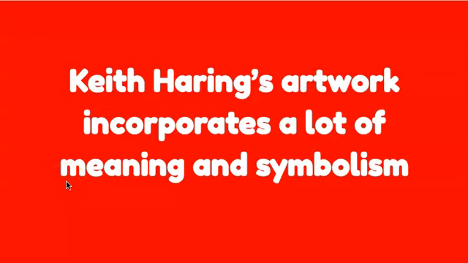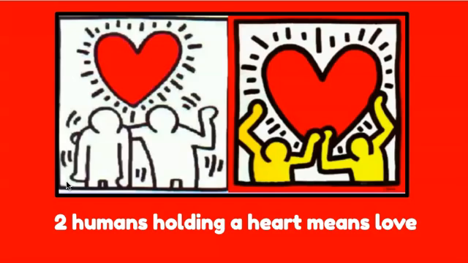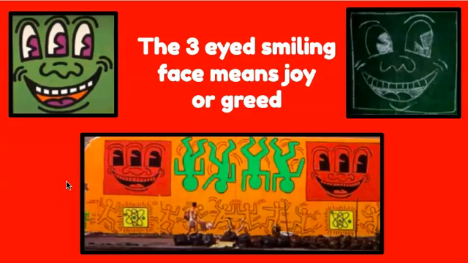Keith Haring's artwork incorporates a lot of meaning and symbolism. Dolphins symbolize peace and love in his artwork. Two humans holding a heart means love. The three-eyed smiling face means joy or greed.